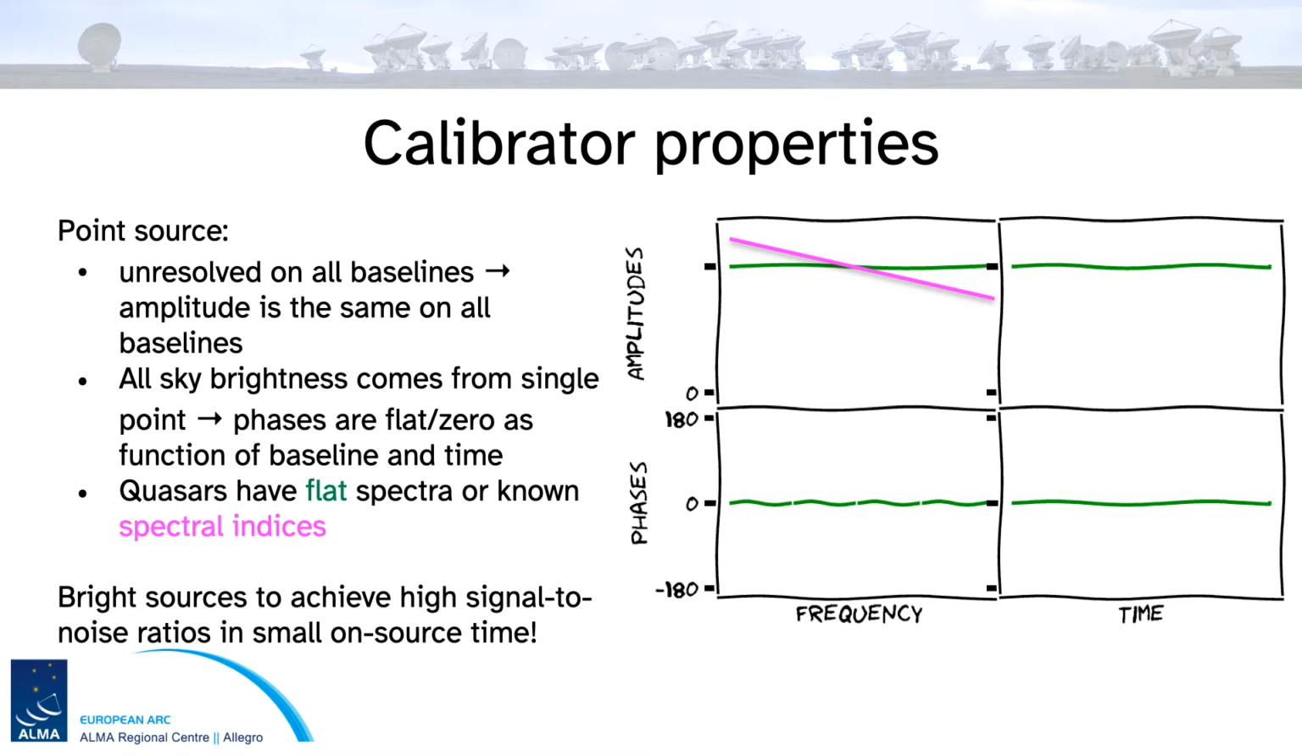Furthermore, the selected calibrator should have either a flat spectrum or a known spectral index and not show any flux variation with time. Bright sources are selected to be able to achieve high signal-to-noise ratios in a small on-source time.